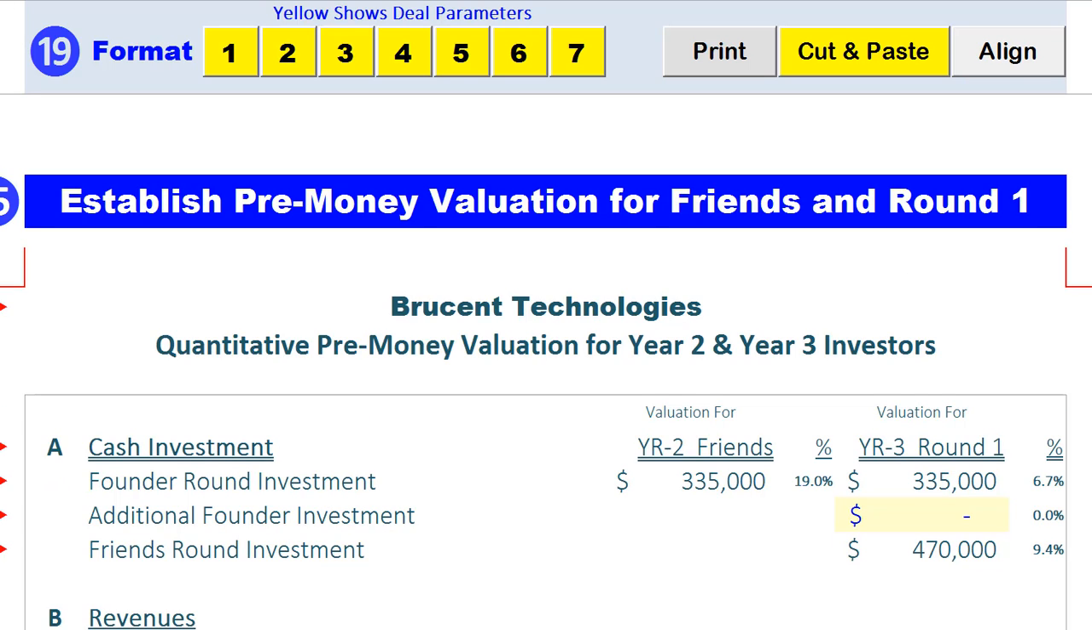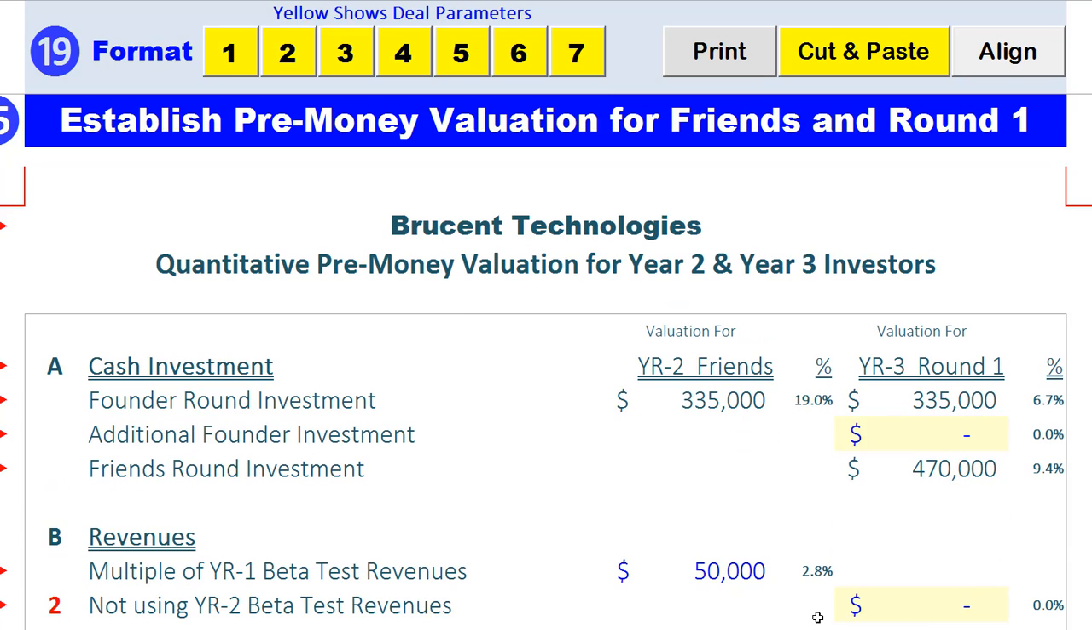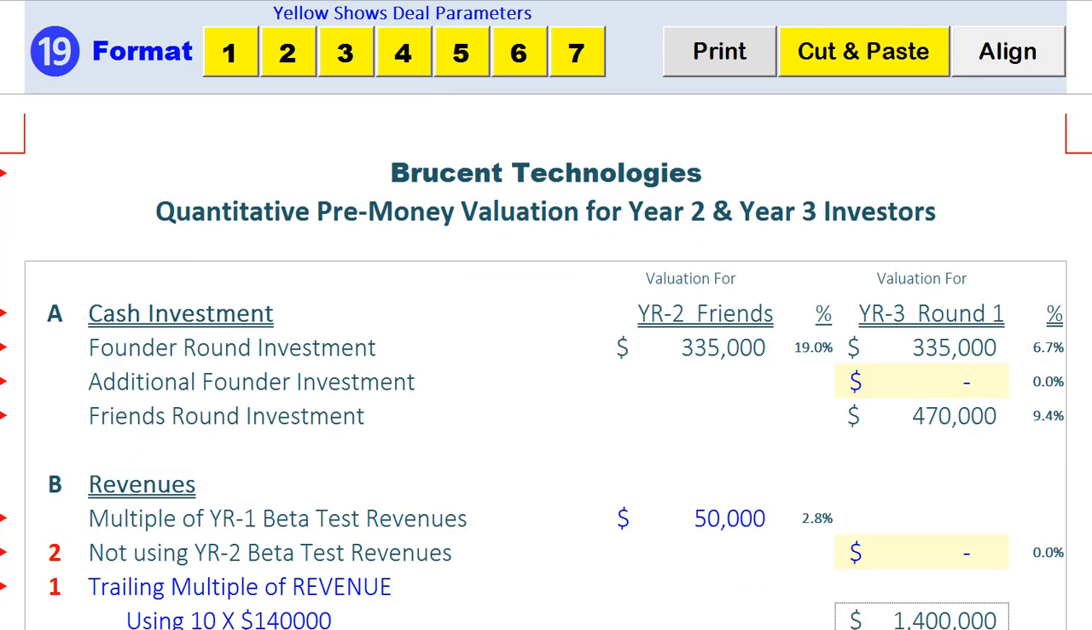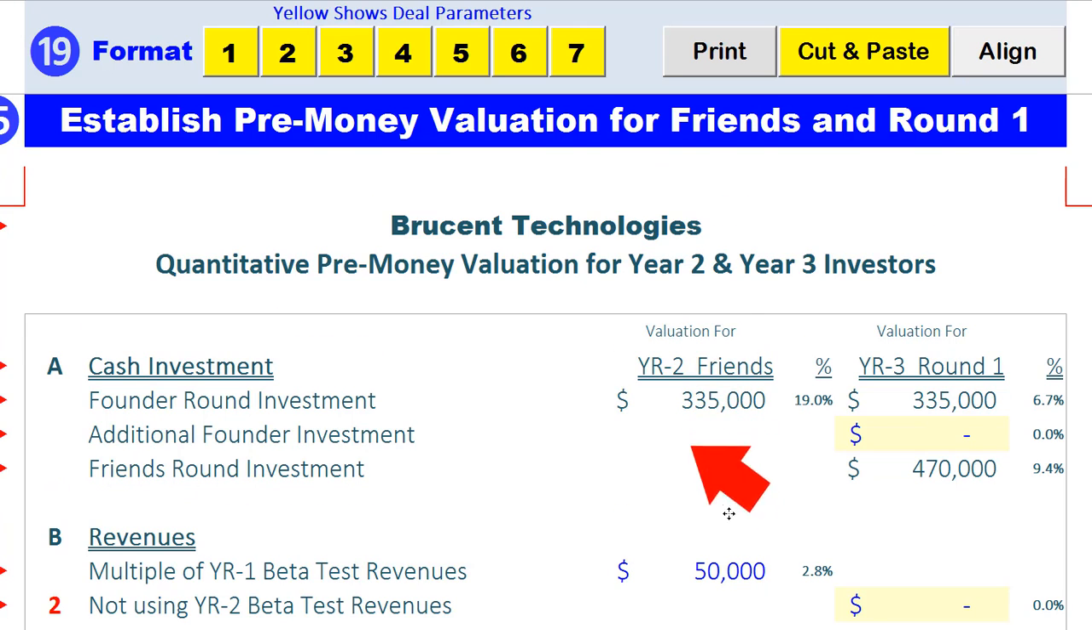So here we are, section 15. This is where you establish your quantitative pre-money valuation for years 2 and 3 for your investors. This page assumes that you can use it for either a year 2 raise to your friends, or after you've completed this, you could do a year 3 for round 1.